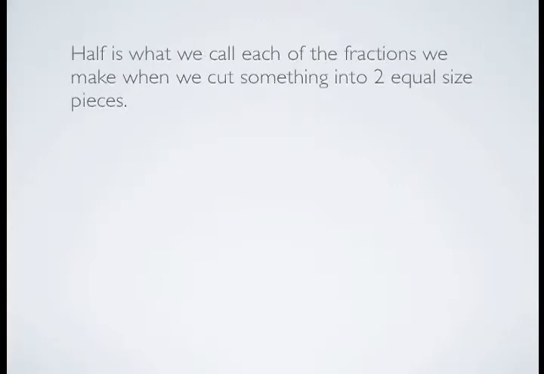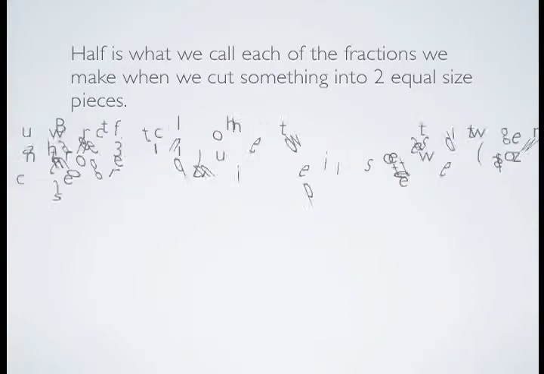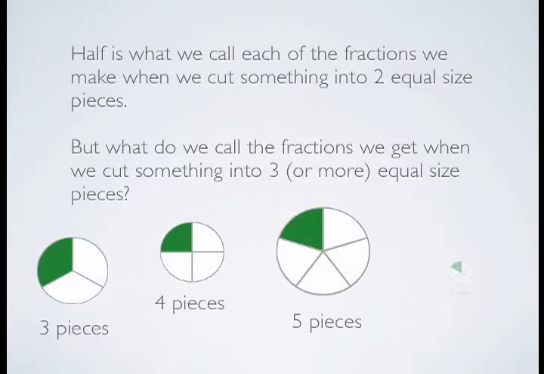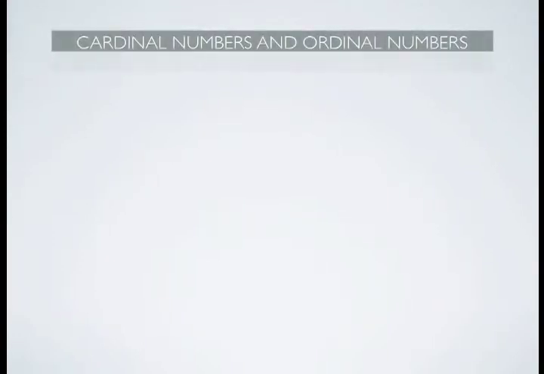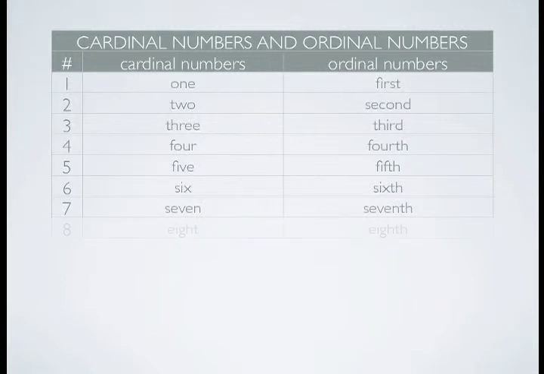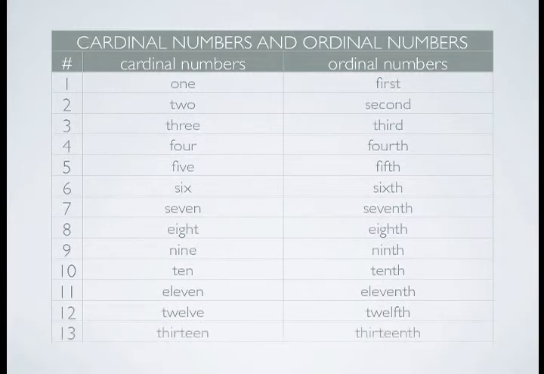Half is what we call each of the fractions we make when we cut something into two equal size pieces. But what do we call the fractions we get when we cut something into three or more equal size pieces? The answer is actually pretty easy. The numbers we use to count things are called cardinal numbers. But when we put things in a certain order, we use ordinal numbers. You probably already know the ordinal numbers even if you didn't know what they were called.